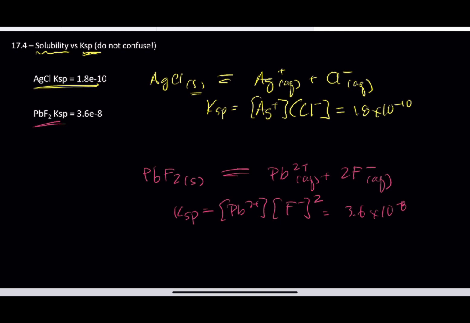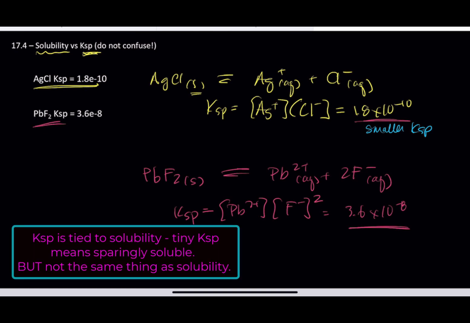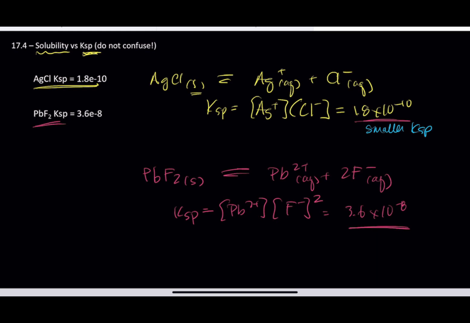So as we look at these, it is clear that this versus this, which one is the smaller value? So this is the smaller Ksp, which you might think, oh, well, that means it's less soluble. But remember that Ksp is not the same as solubility. Solubility is a concentration, usually in molarity, but it can be grams per mL or grams per 100 mL. But it's about the extent to which it dissolves and needs to reflect a concentration. So all we know is the Ksp, but from that we can come up with the solubility.